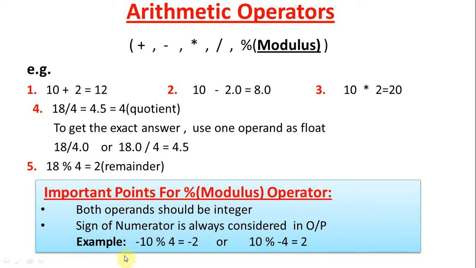For example, minus 10 modulus 4. Now this is our numerator. Minus 10 is our numerator. So the remainder is going to be minus 2. Why? Because the numerator had this negative symbol. But in the next example, 10 modulus minus 4, now this is the denominator. Its minus symbol is not going to have any effect on the output. It would be 2 only and not minus 2.